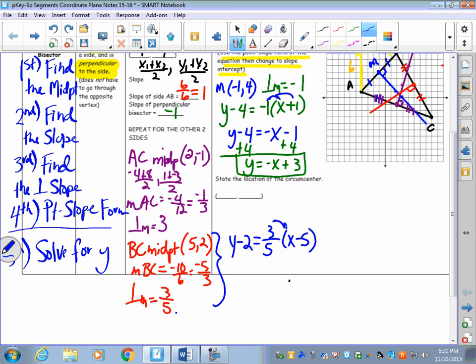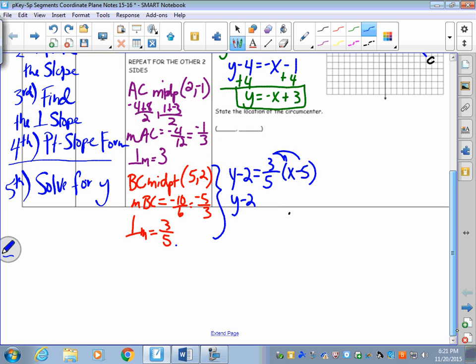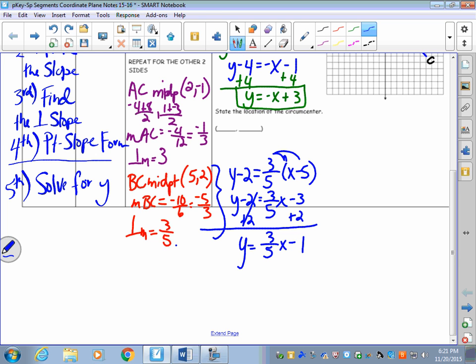So we're going to distribute. That would give us y minus 2 equals 3/5 x minus 3. And then we're going to add the 2 to both sides and basically get y equals 3/5 x minus 1.